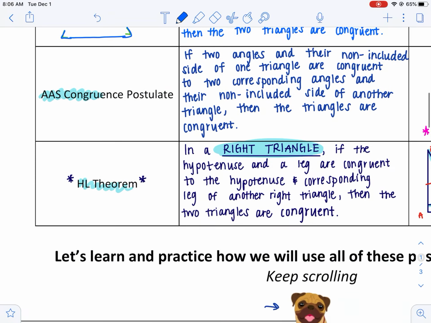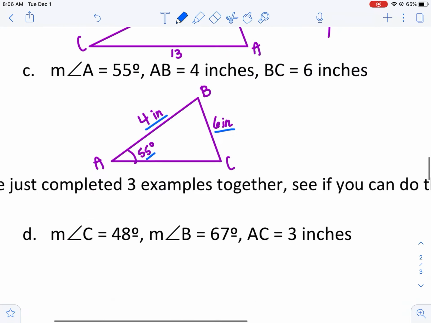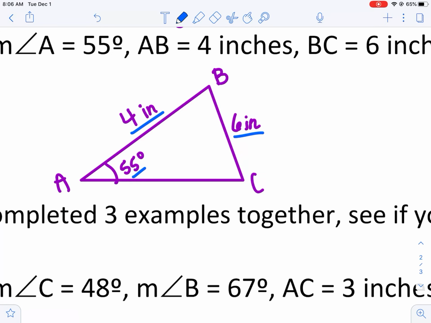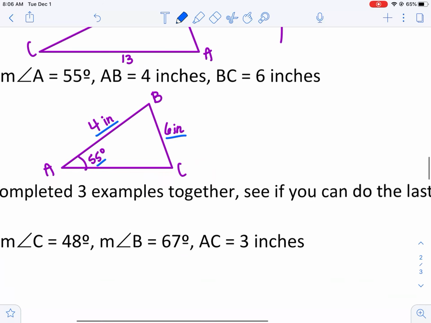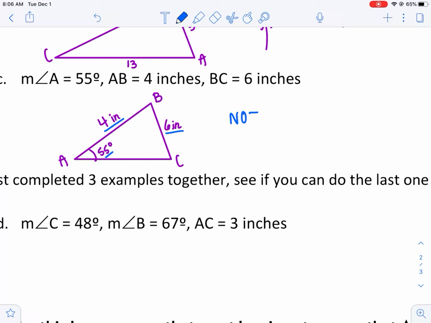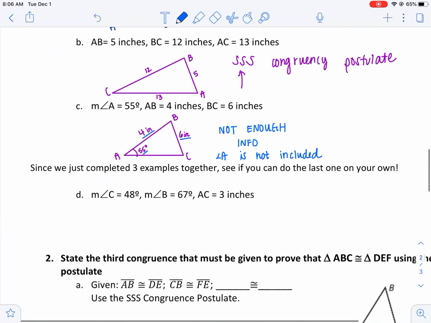Now, what's important about side, angle, side is that the two sides form that angle. It's an included angle. All right, 55 degrees, angle A is not included between these two. The included angle would be B. So, we're going to state not enough info. Angle A is not included. That's sad for angle A.